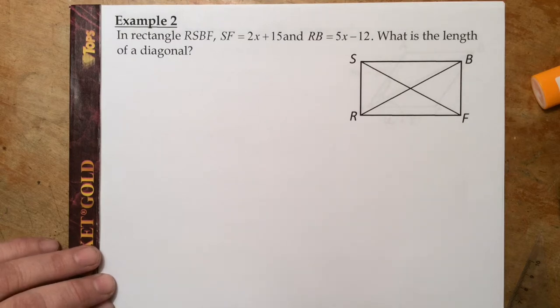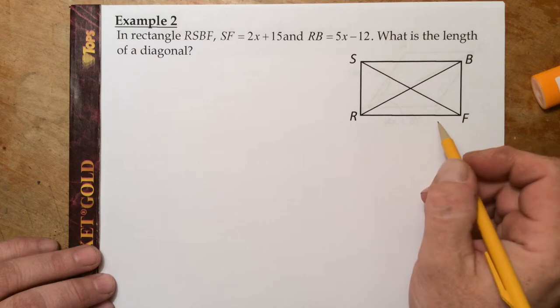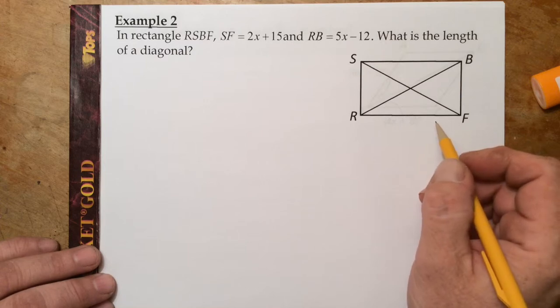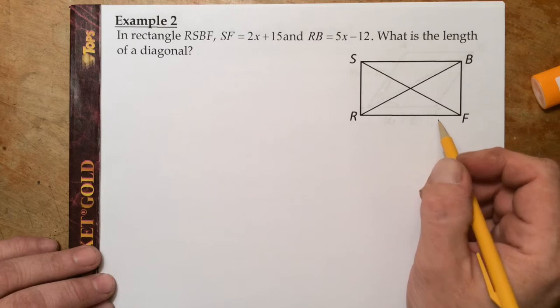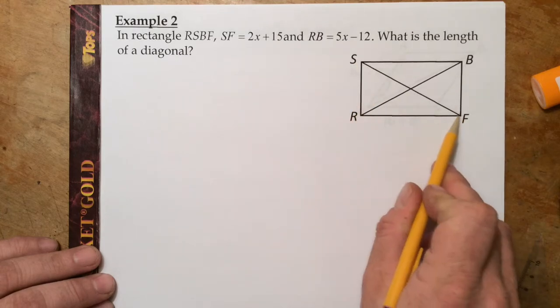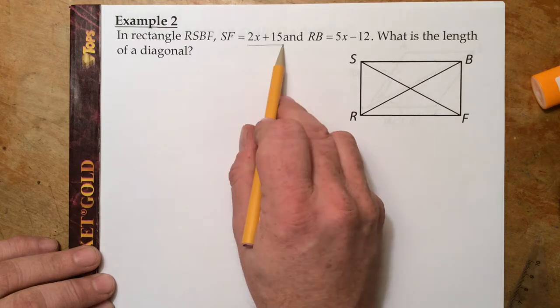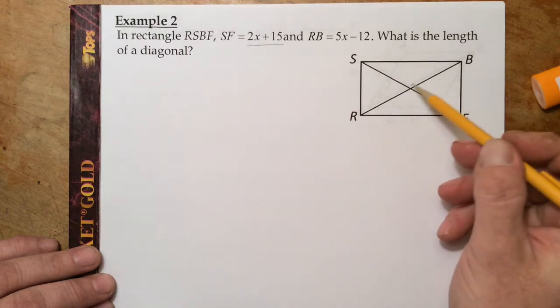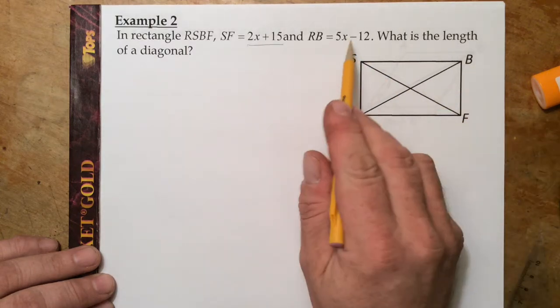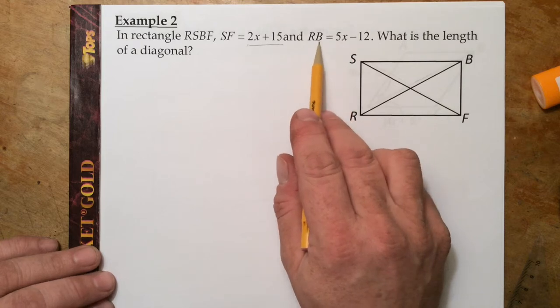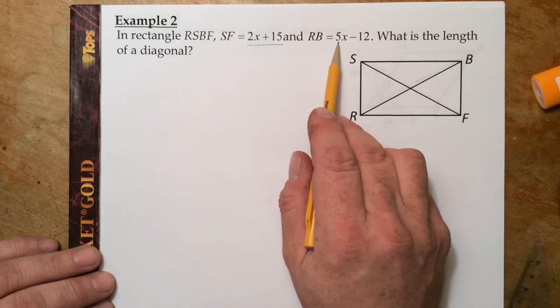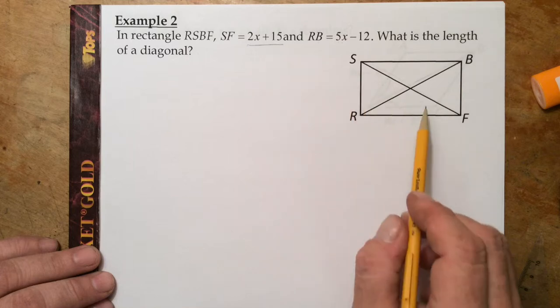Example 2. In rectangle RSBF, SF is 2x plus 15, and RB, the length of it, is 5x minus 12. SF, this entire diagonal here, is 2x plus 15, and RB, the entire other diagonal, is 5x minus 12. What is the length of the diagonal?